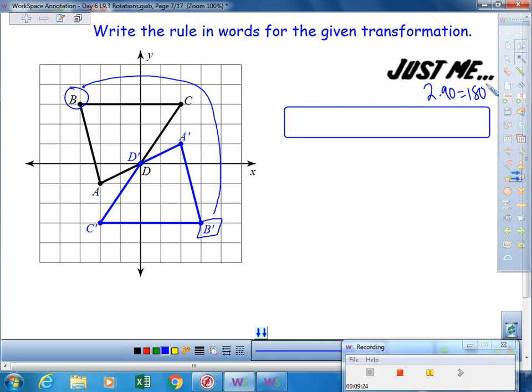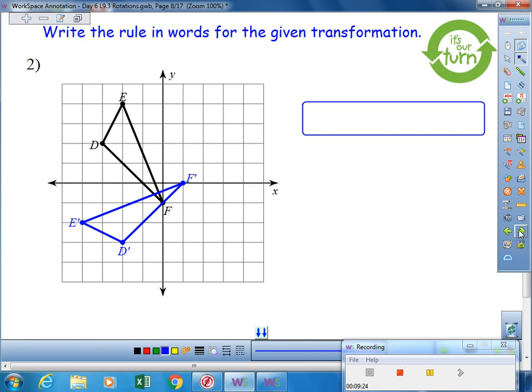90, 180. Now, when you have a rotation 180 degrees, does it matter if it's clockwise or counterclockwise? No, you don't write it. So you would just say rotation 180 degrees about the origin. You have to have about the origin. All right? So how many quadrants? And don't count the one you're in. 1, 2. And then multiply it times 90. Or you can say 90, 180, 270. It's still 1, 2. Okay?